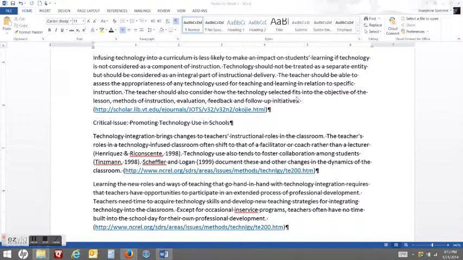Okay, the teacher should be able to assess the appropriateness of any technology used for teaching and learning in relation to specific instruction. I think that to me falls in with the new teachers because their experience level is not there. And so where they have the technology, they need to also know how to blend it with the curriculum.